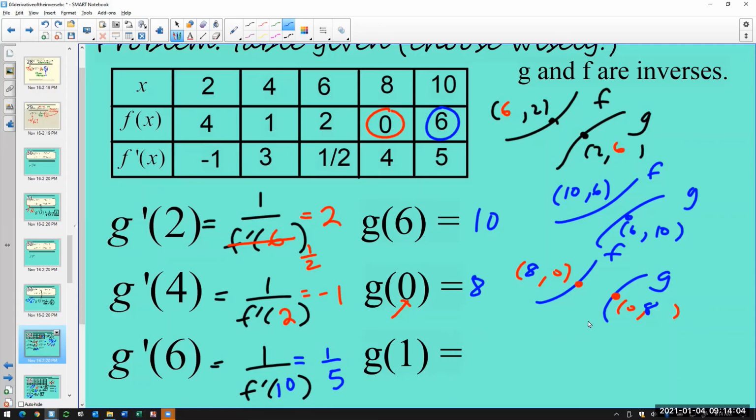And then let's do the last one, f and g. If your x value for your g is 1, that means your y value for your f is 1. You go look in the table. If the y value for my f is 1, what's the x value for my f? 4. Everybody good with that?